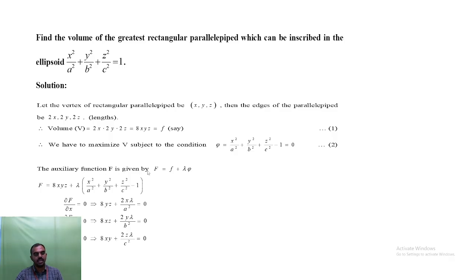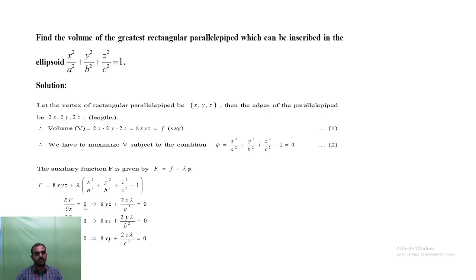F is given by capital F equal to small f plus lambda phi. So capital F equal to what is the small f? 8xyz plus lambda times what is the phi value? x square by a square plus y square by b square plus z square by c square minus 1. Okay. Next, to find the stationary point.